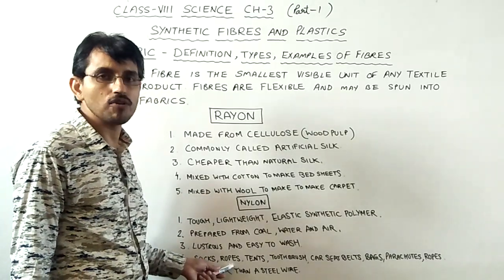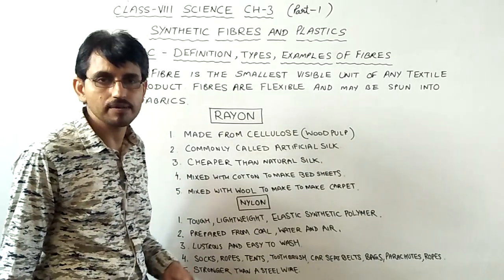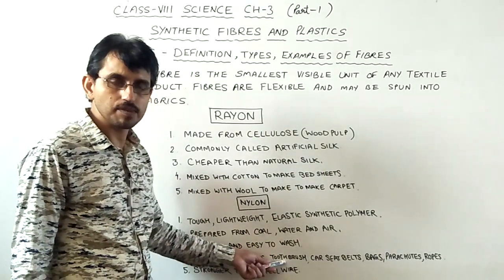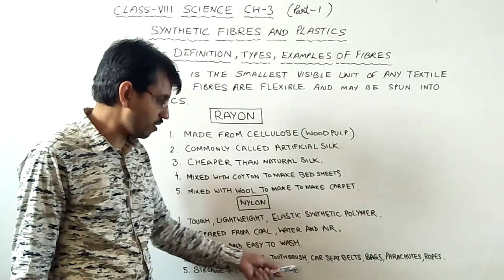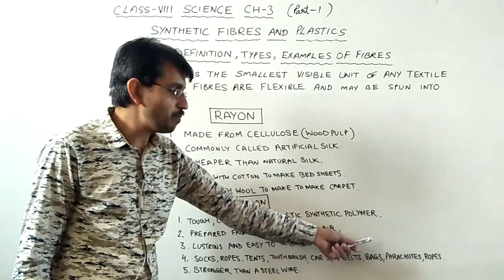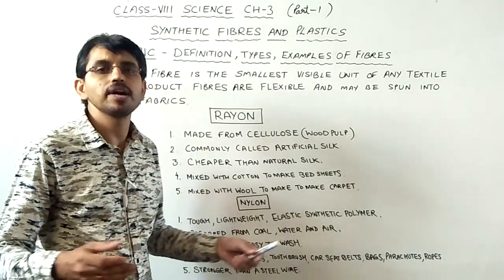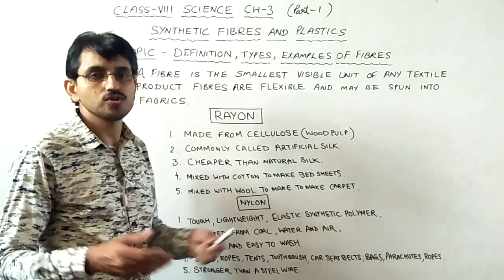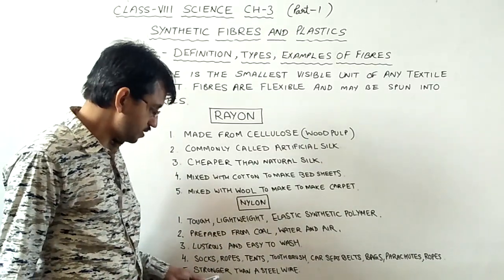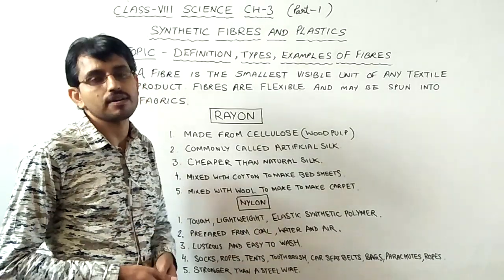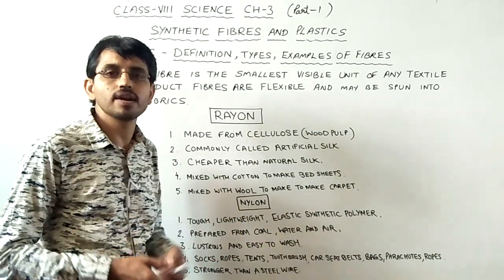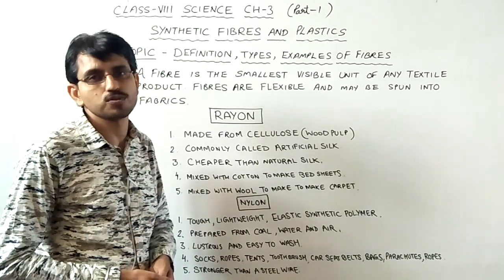It is used in the making of ropes that are used for climbing, tents, toothbrush bristles, car seat belts, bags, and parachutes. They all are made up of nylon. It is found that a nylon fiber, a nylon rod, is much stronger than a steel wire. That's why climbers, rock climbers, mountain climbers make use of nylon rods.